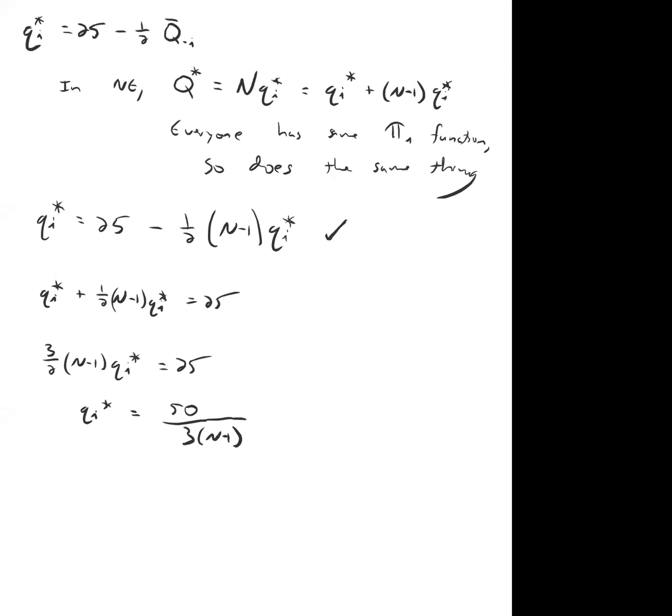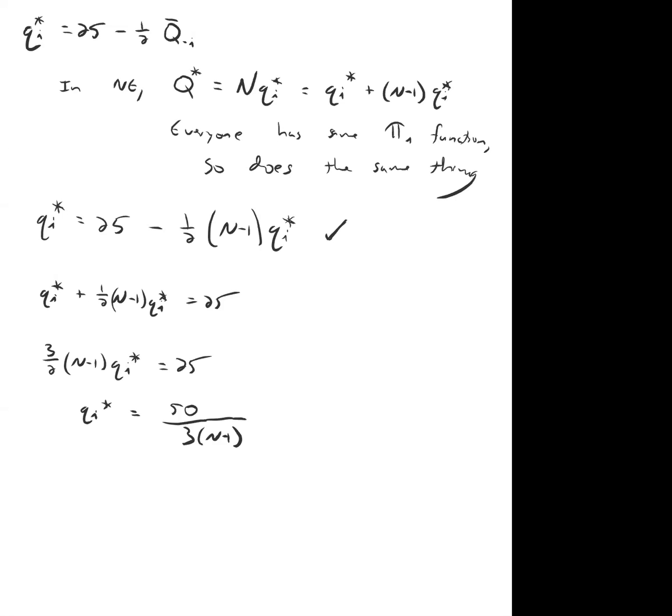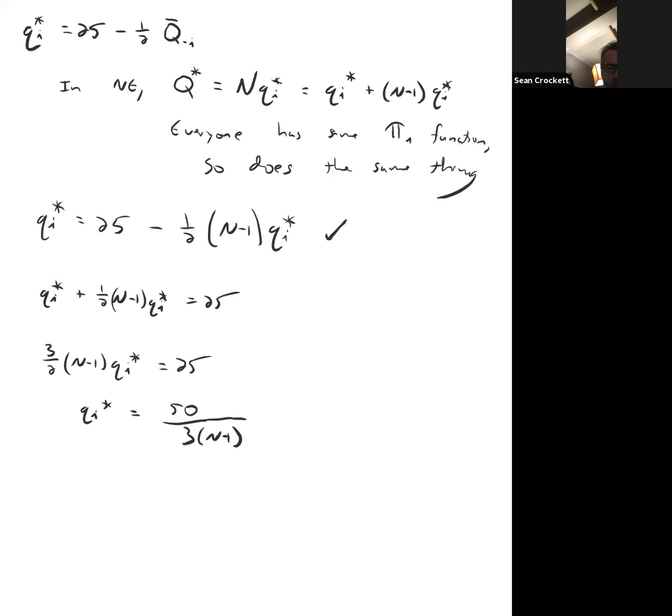Yeah, that first step is we're good there. And then the second step, you should plug in 4. Wait, we could plug in 4. I was trying to keep it as a general solution to start. So as a general thing, I'm just adding 1/2 times n minus 1 times qi star.